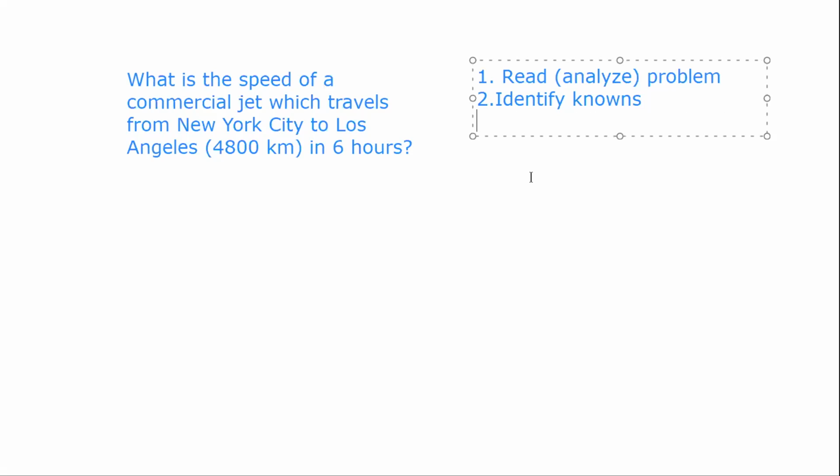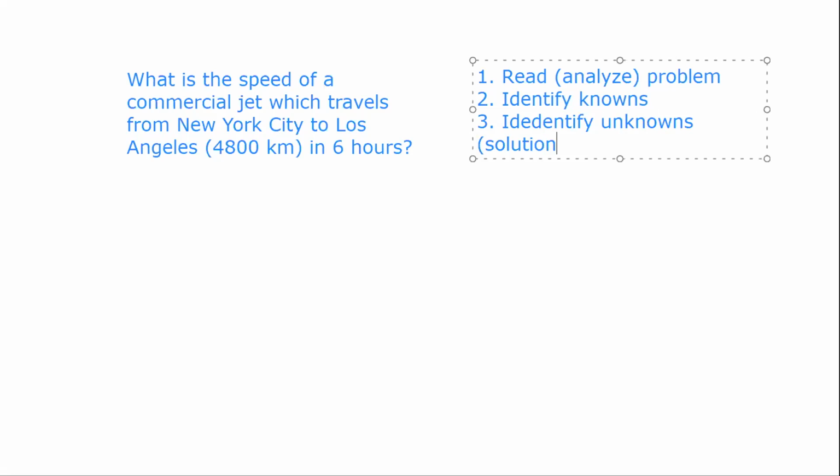But right now, it's just going to be things in the problem. All right, then the next one's actually not that difficult. It's really similar to the last. You're going to identify unknowns. So unknowns are going to be the things that the problem is asking for. So I'm going to go ahead and call that the solution.